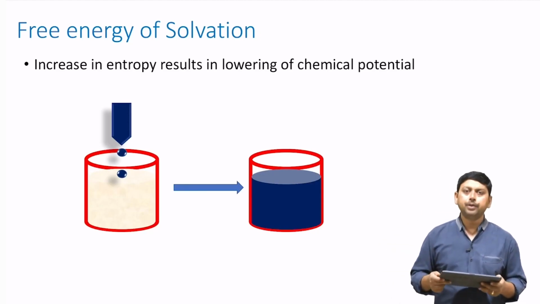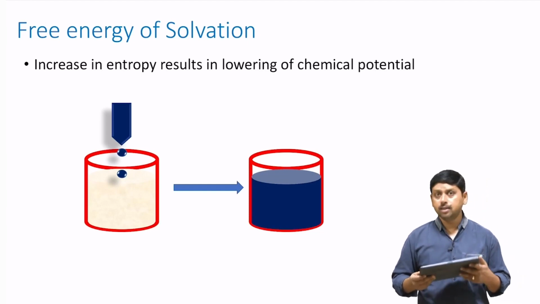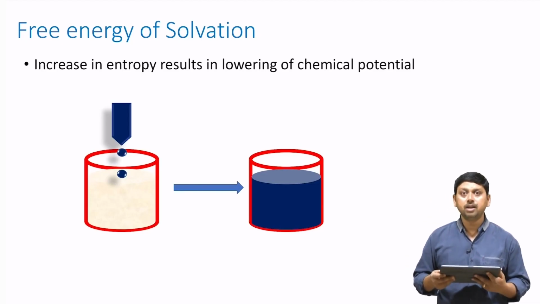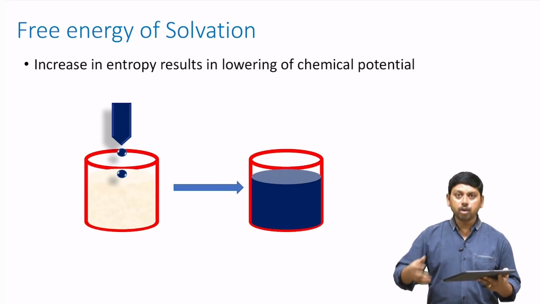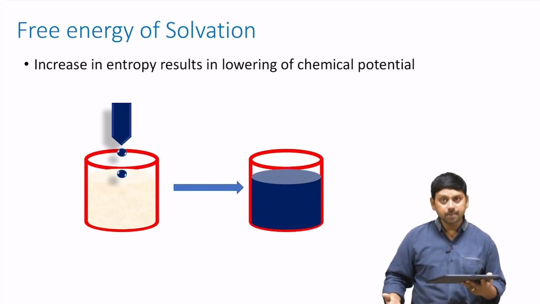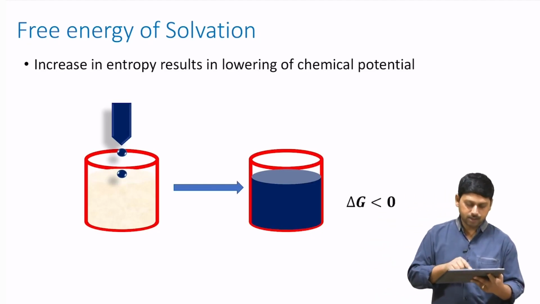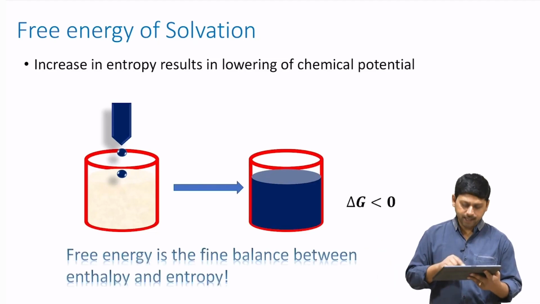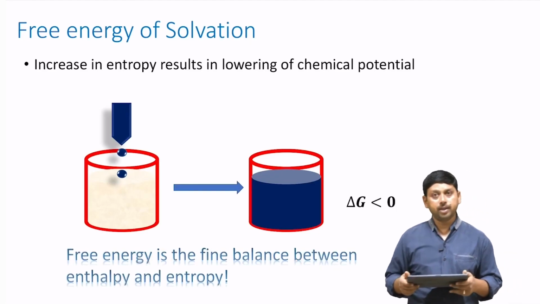And of course, in the dilute limit, one can show that even if the ink does not have any enthalpy contribution with the water, it is the entropy of the process, the ink getting distributed all over, that helps to lower the chemical potential or the free energy of the system. So, delta G is negative in this particular process. So, free energy, as you will see, is a fine balance between enthalpy and entropy, as we have discussed.